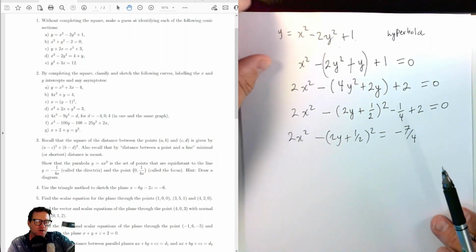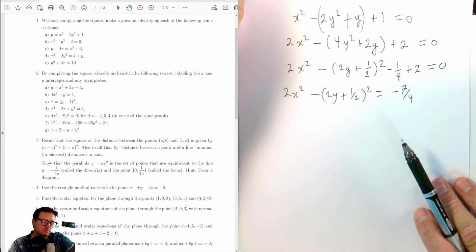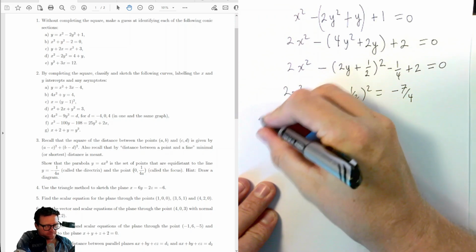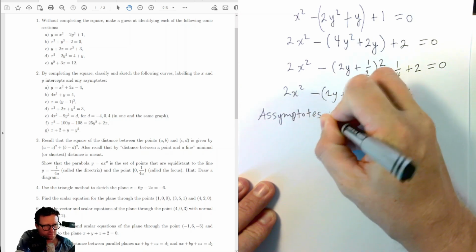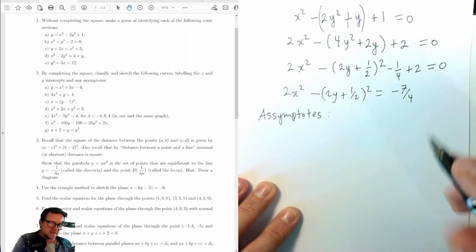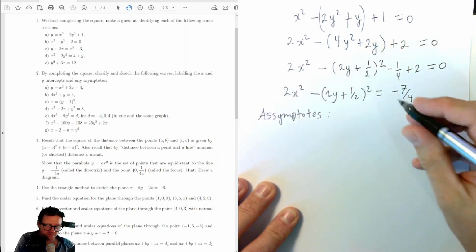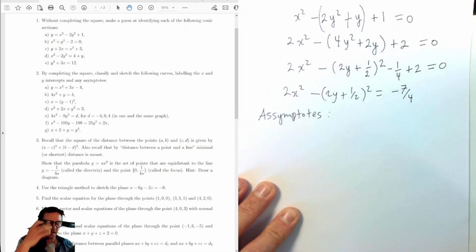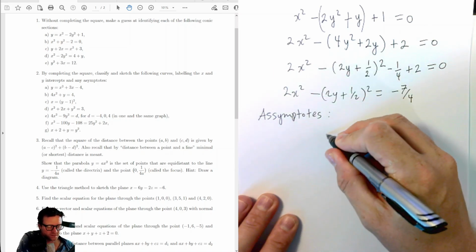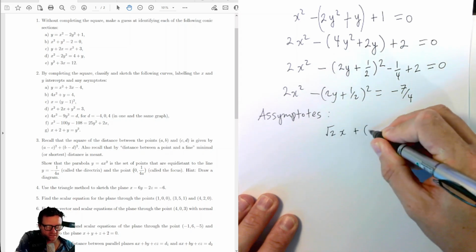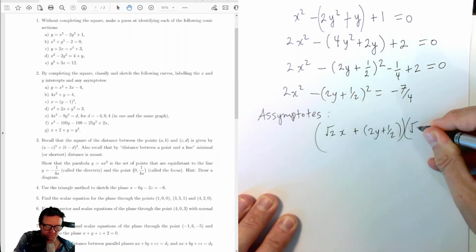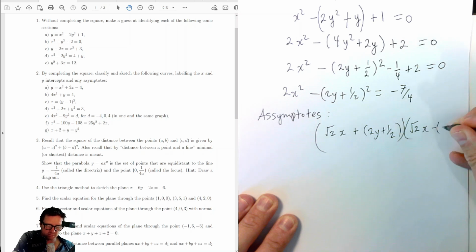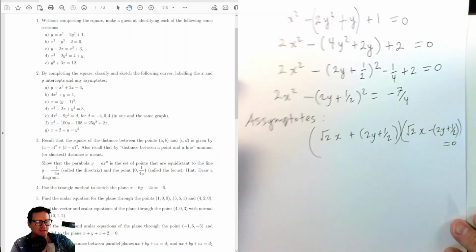So while we're at it, why don't we just draw this? So asymptotes, hope I spelled that right, but forgive me if I didn't. Okay, so they occur when you change this into a 0 and you factorize this. So the factorization of this left-hand side is root 2x plus 2y plus a half multiplied by root 2x minus, in brackets, 2y plus a half equals 0. So that gives 2 lines.